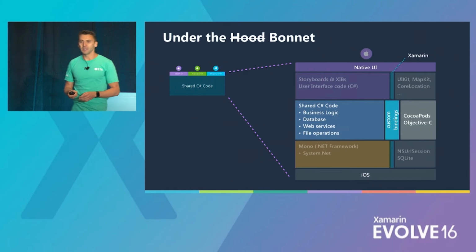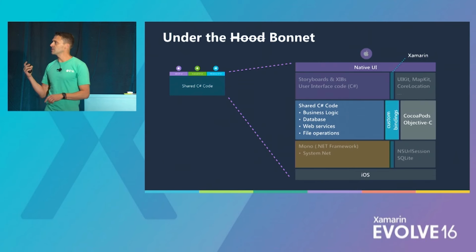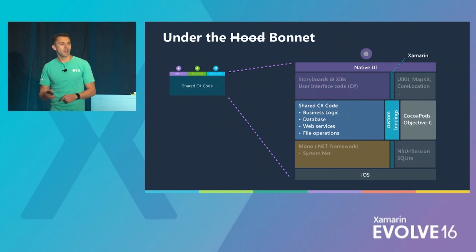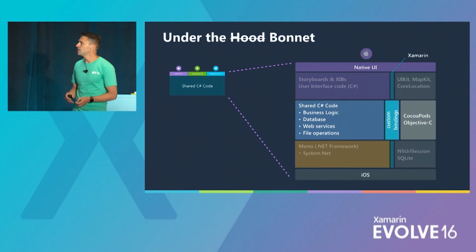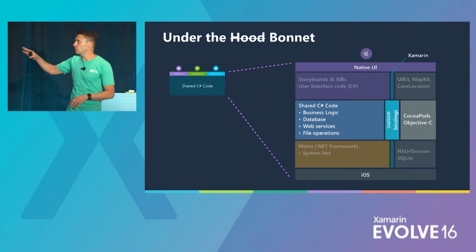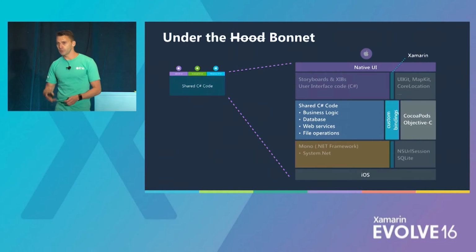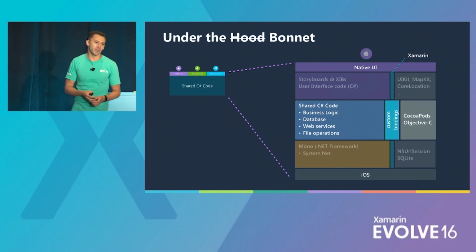Underpinning that is the guts of your application. The shared C# code, the business logic, data access, web and file operations that you write in C# and you can share with Windows and Android and iOS. So this is code you've written before. This is not something that you're going to be doing for new when you're using Xamarin. But even so, there's stuff that you can't do in .NET that you might want to do in your application and is available on the native platform.